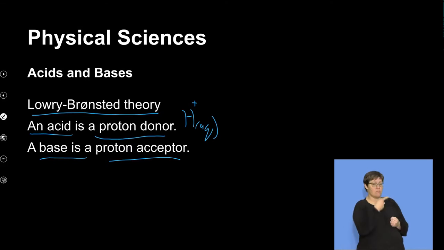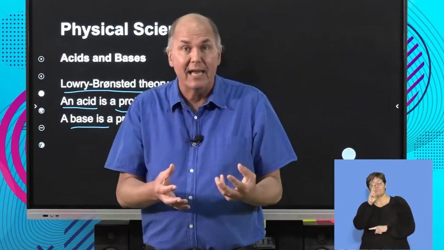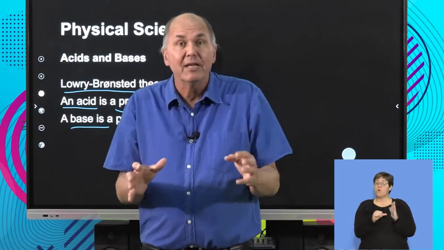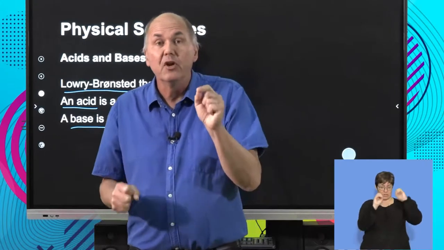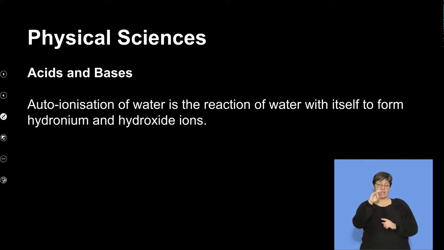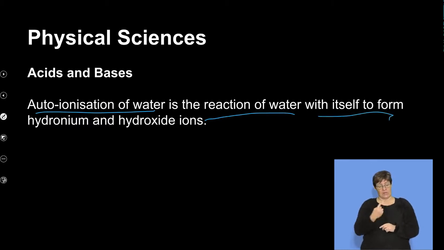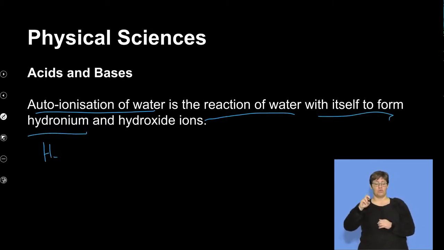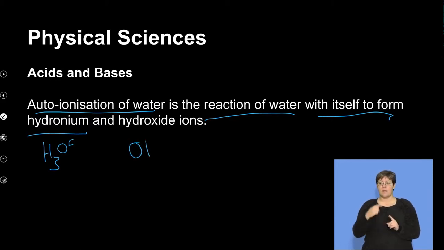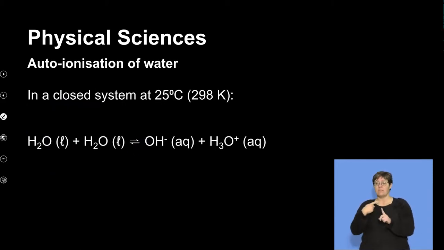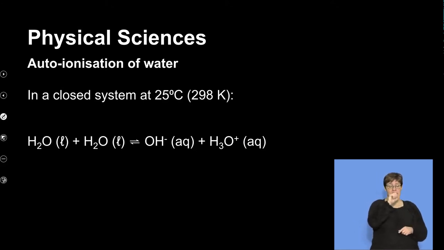Now, let's go and have a look at a reaction where we can see this happening. And the most important of these reactions is the reaction that takes place between two water molecules. It's also known as the auto-ionization of water. So have a look here. Auto-ionization of water is the reaction of water with itself to form hydronium, that's H3O+, plus hydroxide ions, OH-. In the auto-ionization of water, it's particularly said that this is at 25 degrees, and you'll see why in a second.